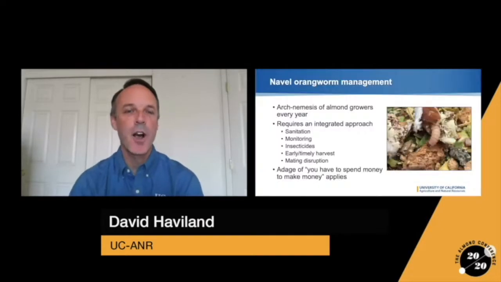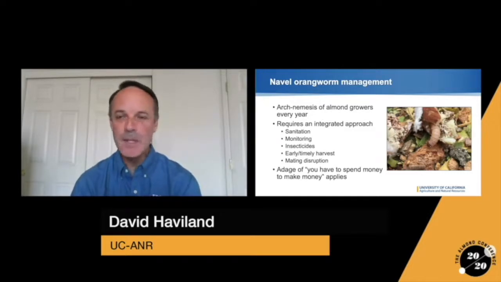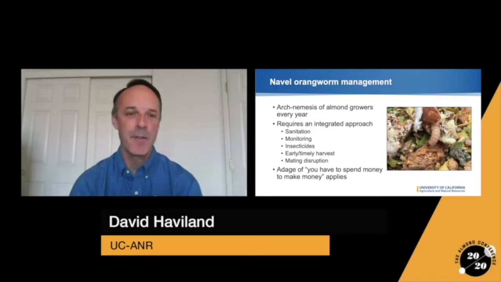So just to start off, as you can imagine, we're going to focus on navel orangeworm. That is the arch nemesis every year of you as an almond grower. Now, the first point to make with navel orangeworm is that there is no silver bullet. You absolutely have to have a program. So that is sanitation in combination with monitoring and insecticides, harvesting as early or as quickly as you can, and then mating disruption. So all that together.